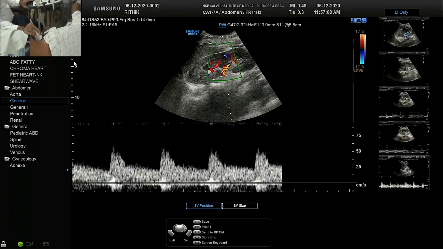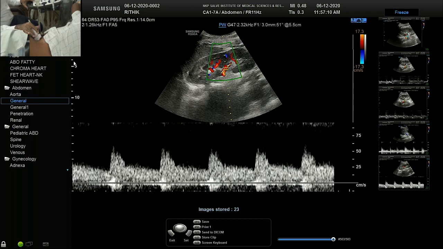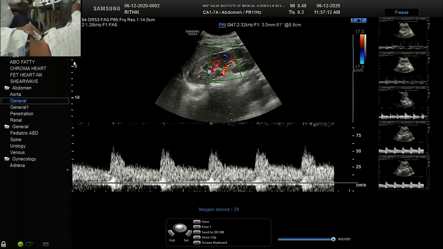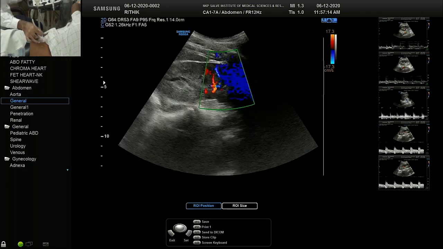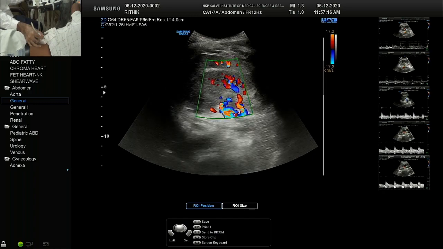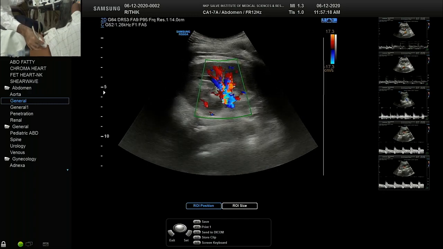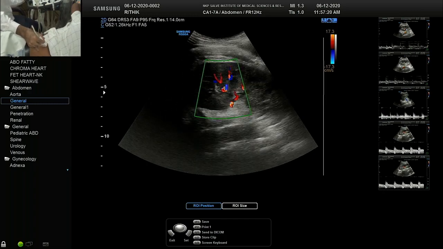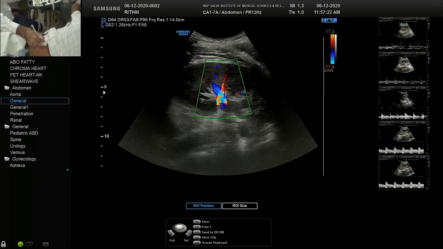See, even if patient can hold breath for 5 to 10 seconds, you should be able to get that sample from the artery. And you do not make him tired due to repeated breath holding.